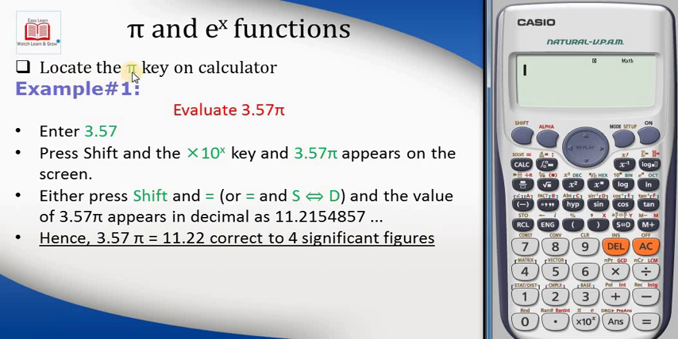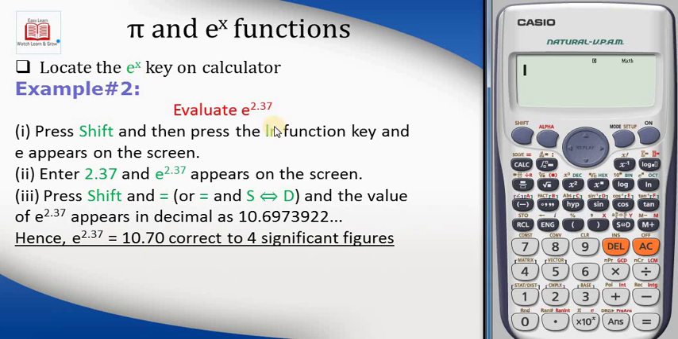Example number 1, very simple, 3.57. Just type 3.57 and press the shift key, and this is our answer. The calculator tries to simplify it as a fraction, and you can see that it removes the decimal portion by multiplying the numerator and denominator by 100, but right now we need the answer in decimal places. So just pressing this key to shift from the basic function of the calculator into decimal, 11.2154, and if we want to round off, 11.22.